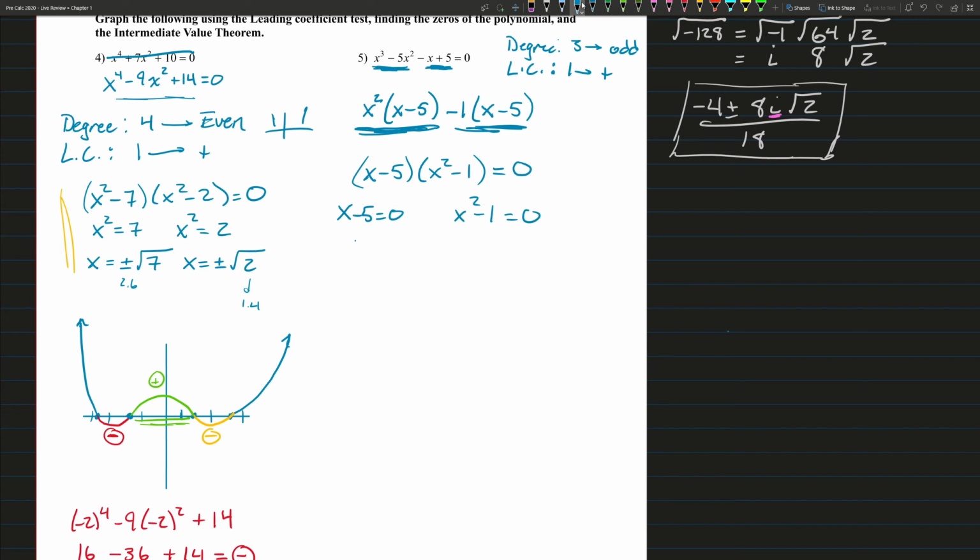Okay, so this is easy. x is equal to 5. And then there's two ways to do this. You could either factor this or just add 1 over. So x squared is equal to 1. And you have to be careful here because x is equal to 1 and negative 1. So you have 3 zeros. You have this guy, and then these two, right? So whenever you take a square root, it's always going to be plus or minus. Then we have to graph it.